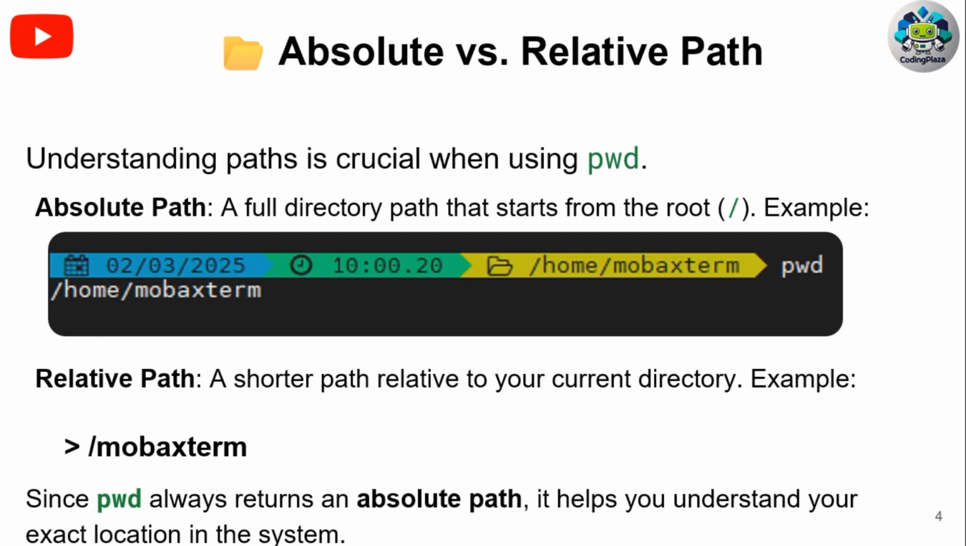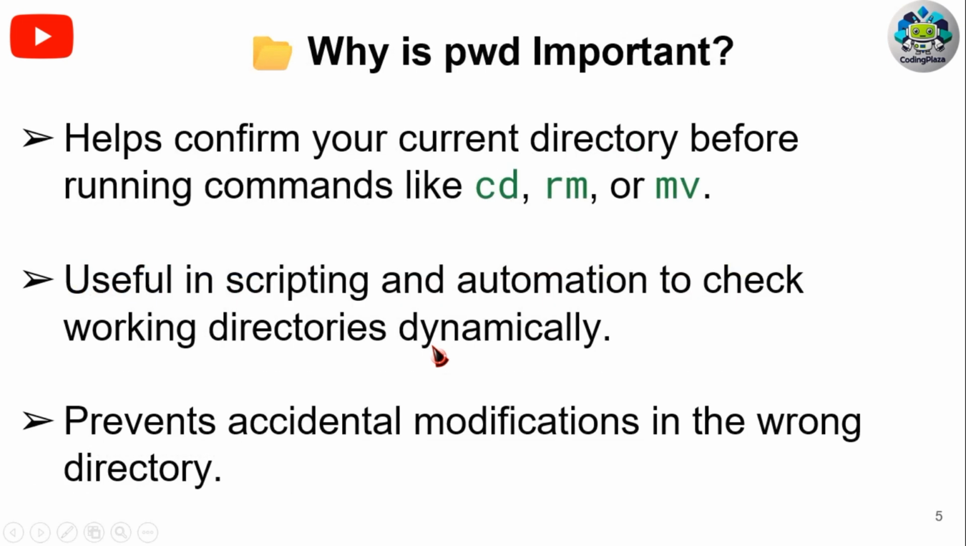So from that, we know how we are starting and which folder we are coming to, so we can go back, we can come forward, and do different things by knowing from the starting to the end. Okay, that is the importance of pwd. And why is pwd important? It helps confirm your current directory before running commands like cd, rm or move, right? These commands I will explain in coming videos also.